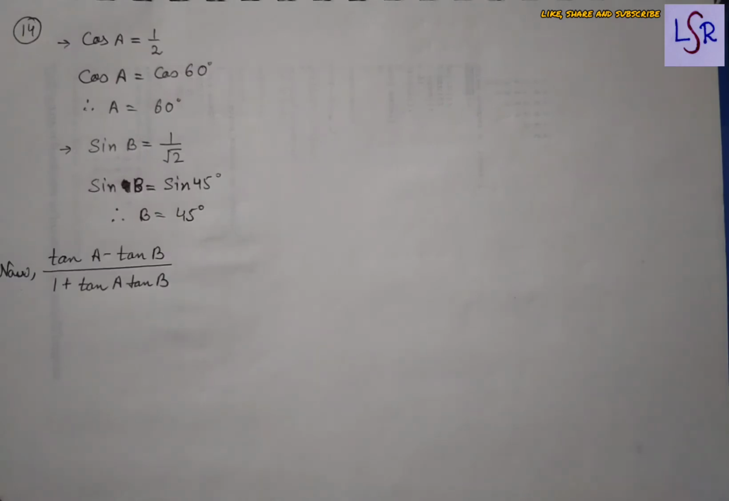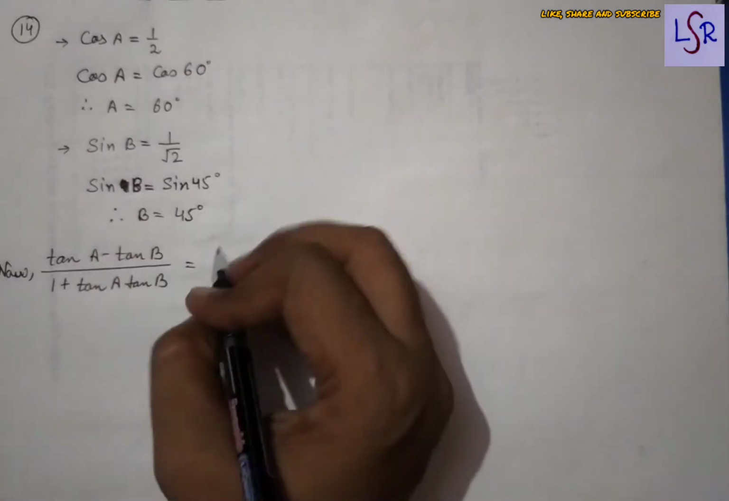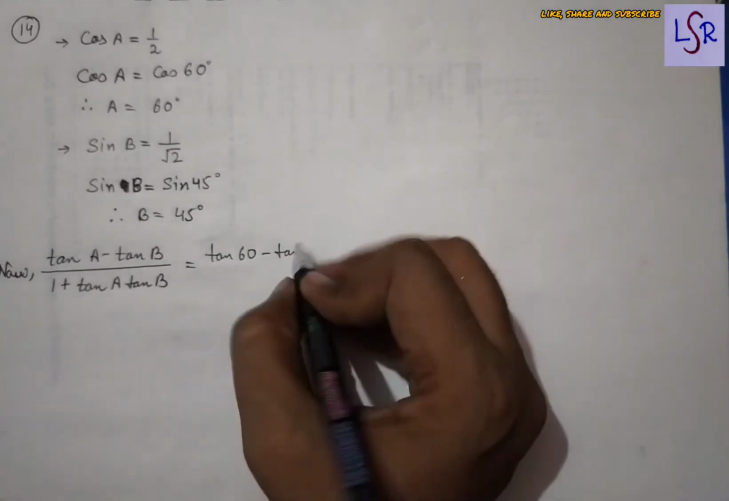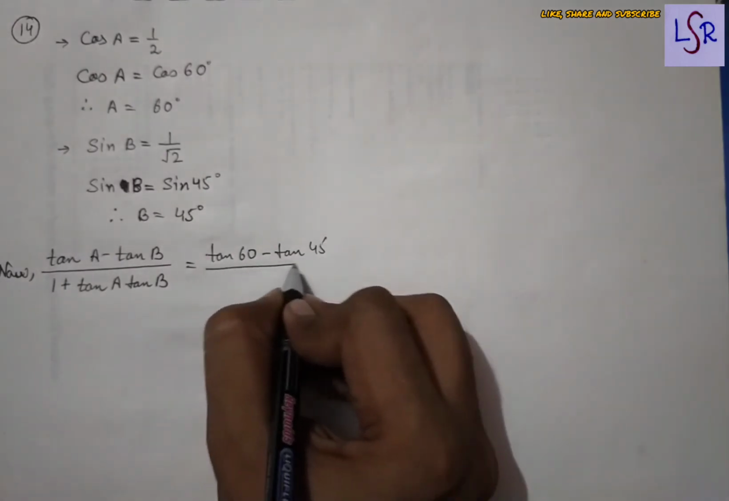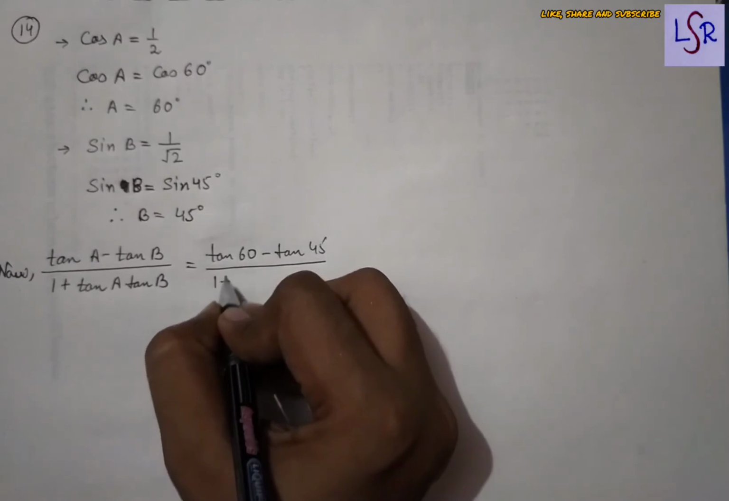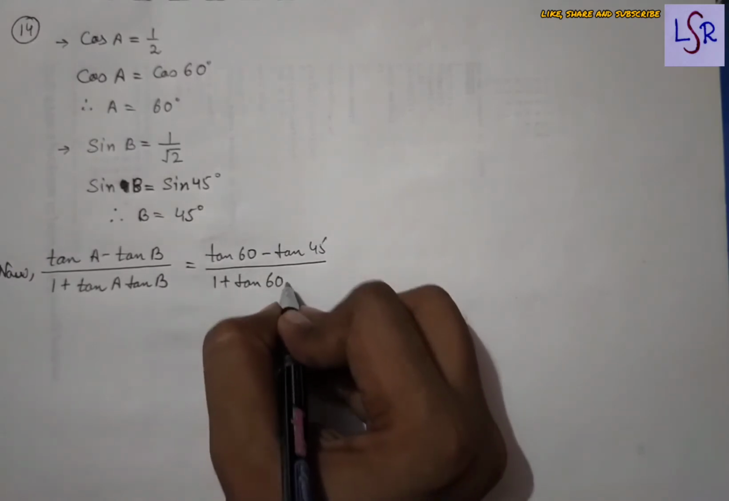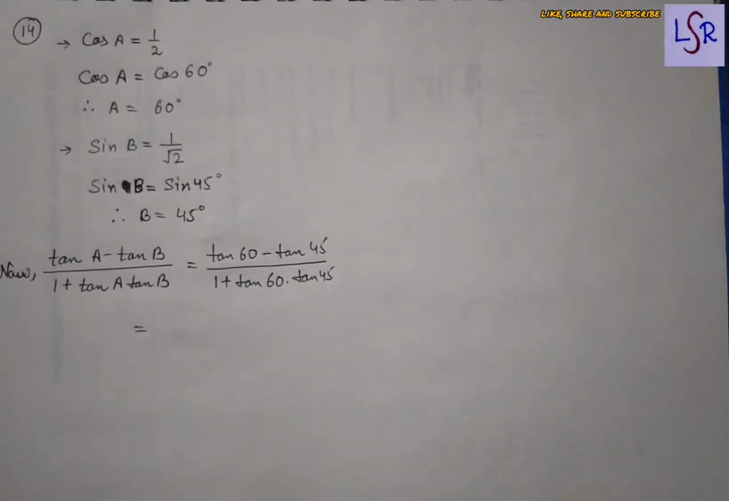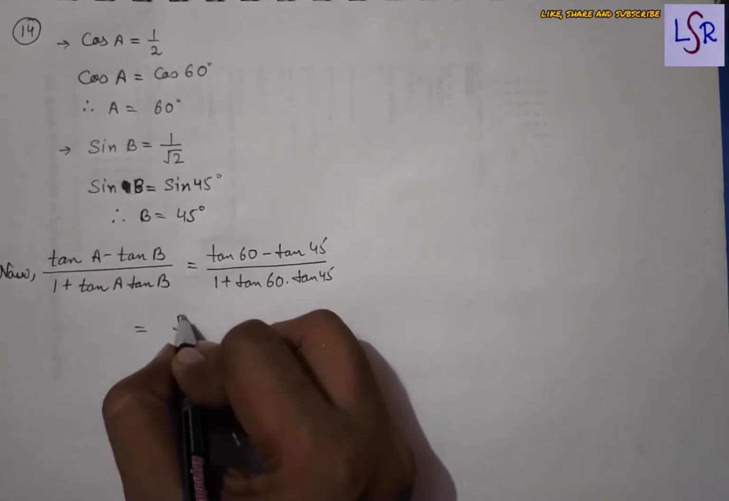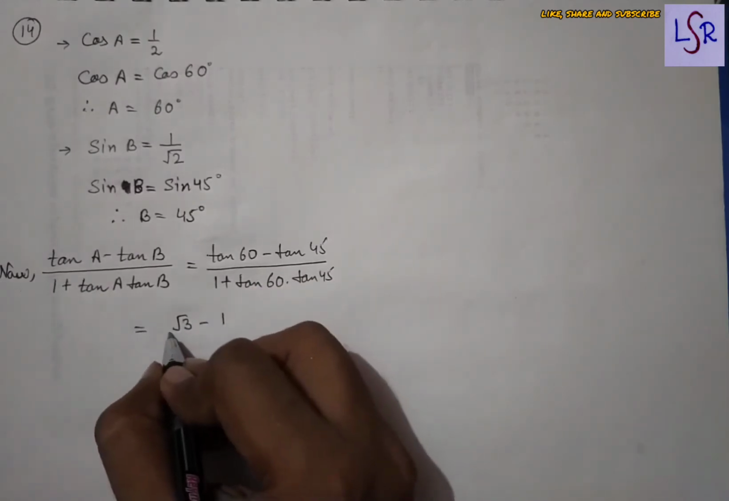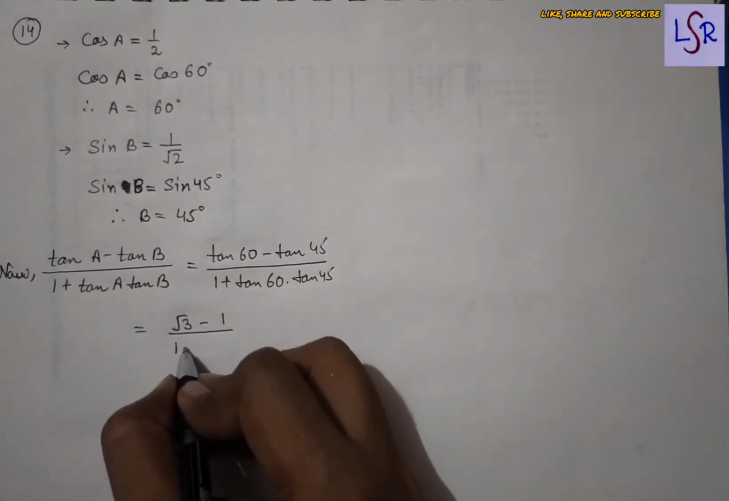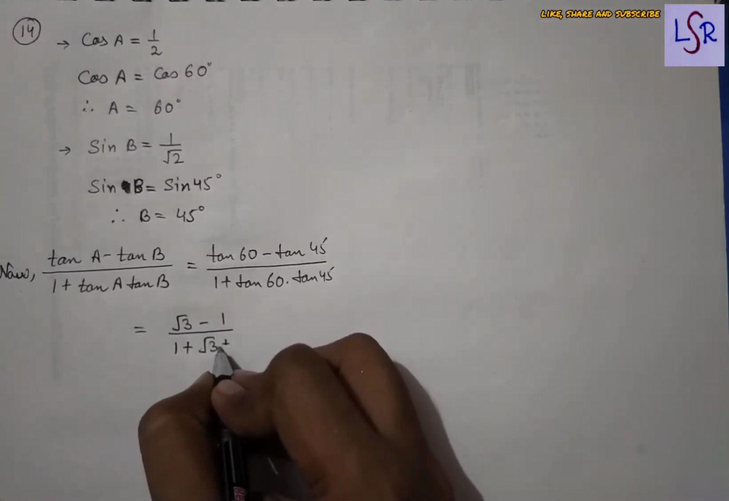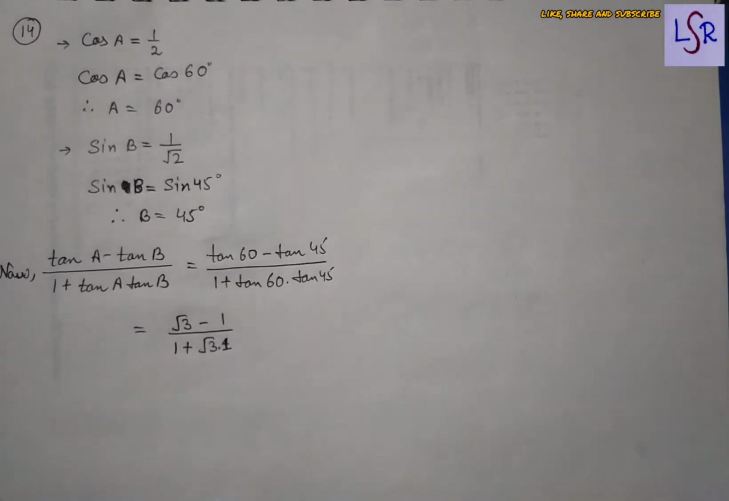Now we have this, so tan(A minus B) equals tan 60 minus tan 45 upon 1 plus tan 60 dot tan 45. Then tan 60 is root 3, so it is root 3 minus 1 upon 1 plus root 3 into 1. After this we are going to rationalize this expression.